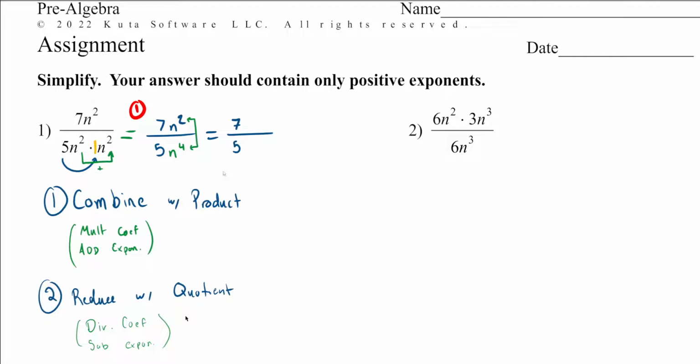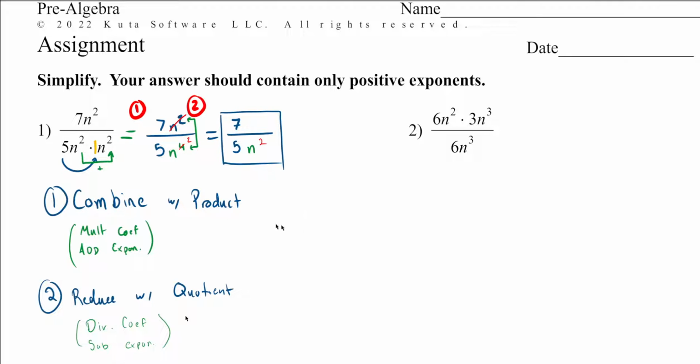2 minus 4 is negative 2. The 4 is bigger, so that means this n squared is going to completely cancel out, and this 4 is going to lose 2. So we'll end up with 7 over 5 times n squared. And that's my first one. We're already done. Box it, ship it out. It's ready to go.